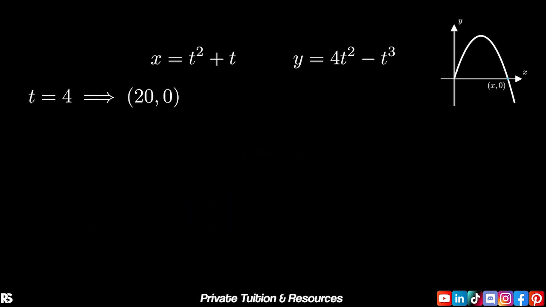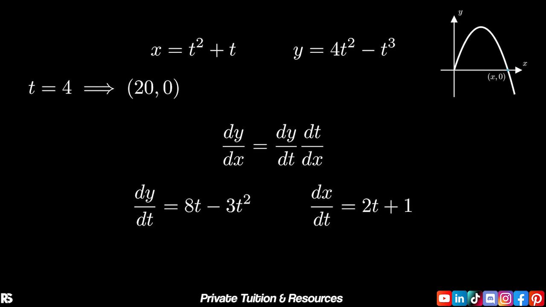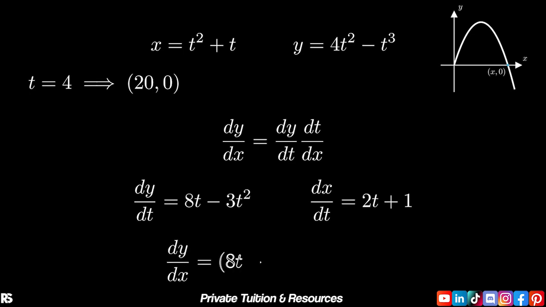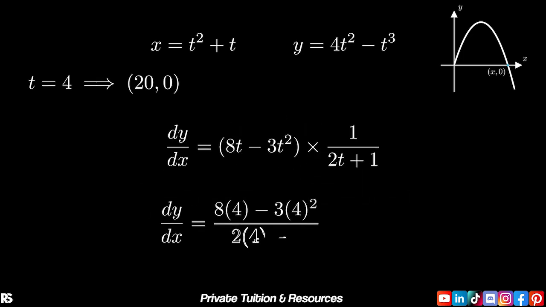We're going to need the derivative of the curve. To find the derivative, we need to use the chain rule with our parametric equations. Differentiating our parametric equations gives us the following. We can substitute dy by dt into our chain rule. To get dt by dx for our chain rule, we just need to flip dx by dt. Finally, we substitute our value of t into the derivative to give us the gradient of minus 16 over 9.